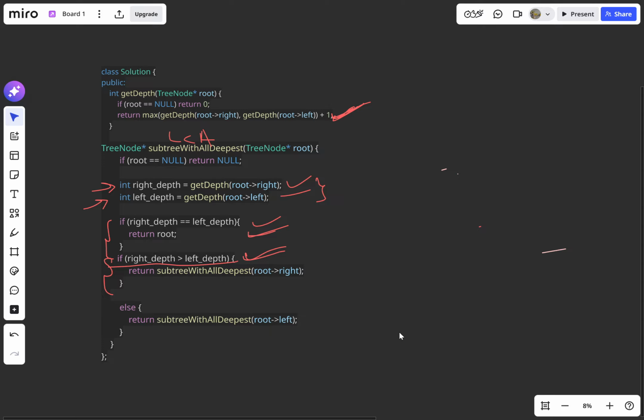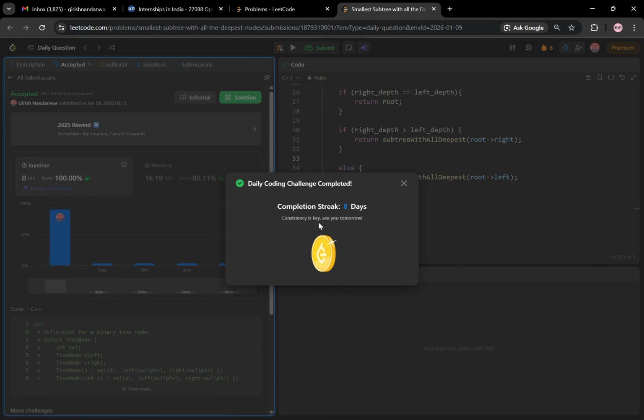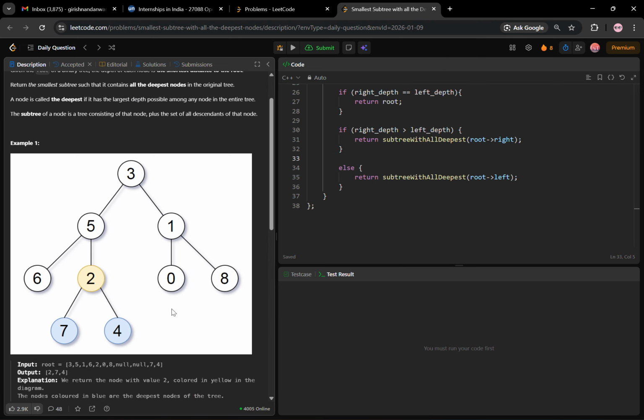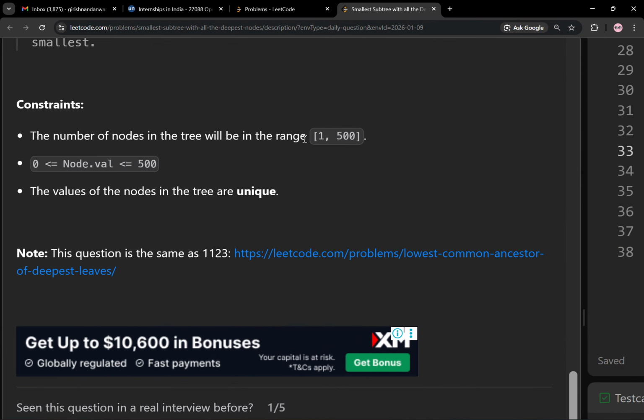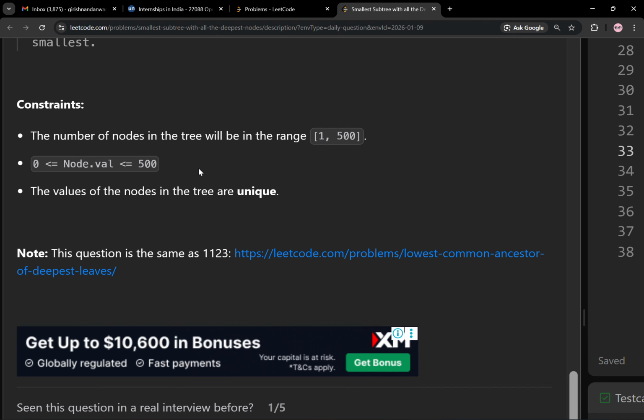That node will contain the answer as the lowest common ancestor. So if the right depth is greater, we will return the subtree with all deepest nodes as the right node, otherwise we will return the left node. So this is our solution. It is the optimized one, and here the constraints are very low, so we are able to write this solution with time complexity of n square.